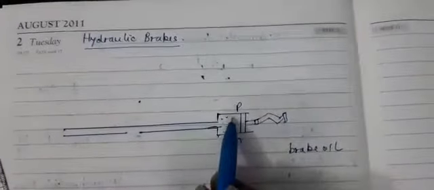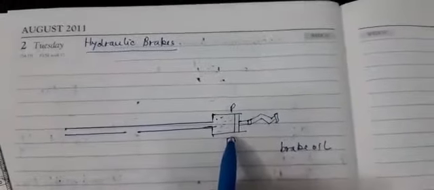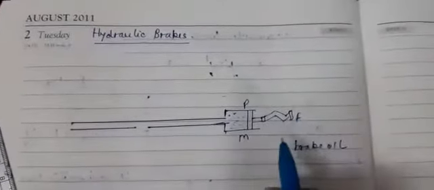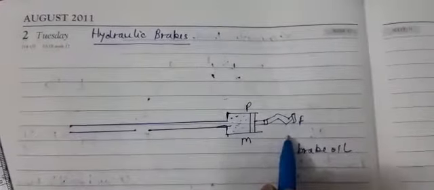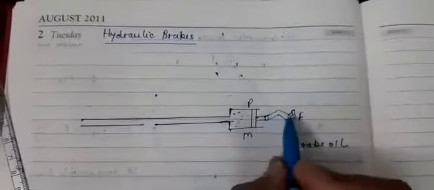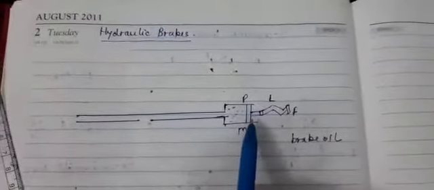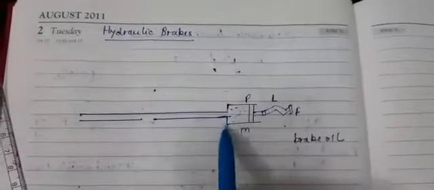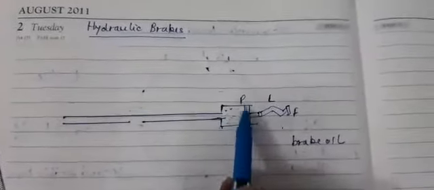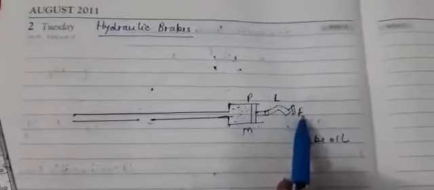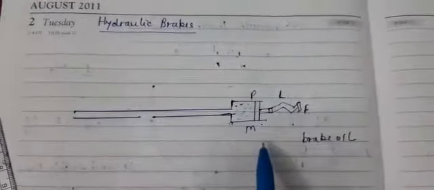The piston, this piston is connected to a brake pedal. This is the brake pedal F. This is connected to a brake pedal F through a lever arm. This is a lever arm, this is L. So first of all, hydraulic brake, it consists of this master cylinder to which this piston is connected, which is connected to this brake with the help of this lever arm.